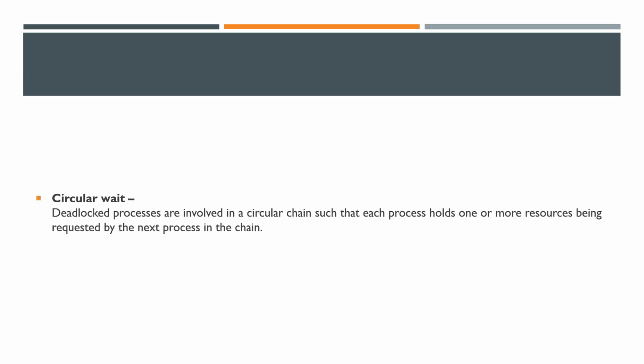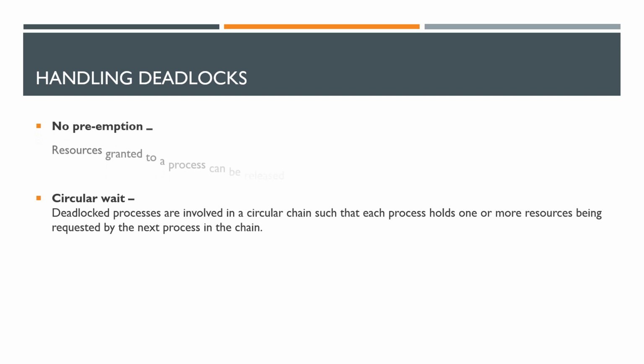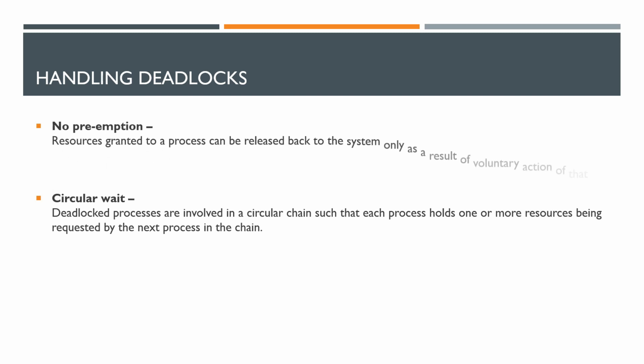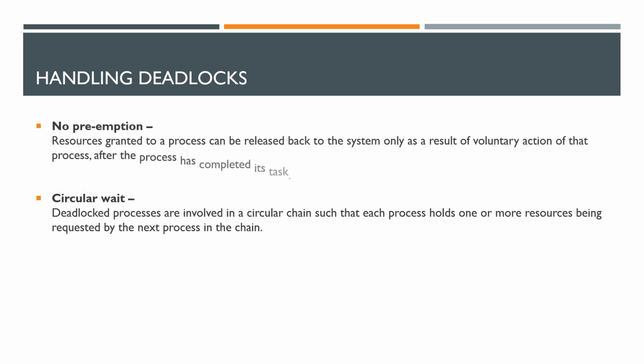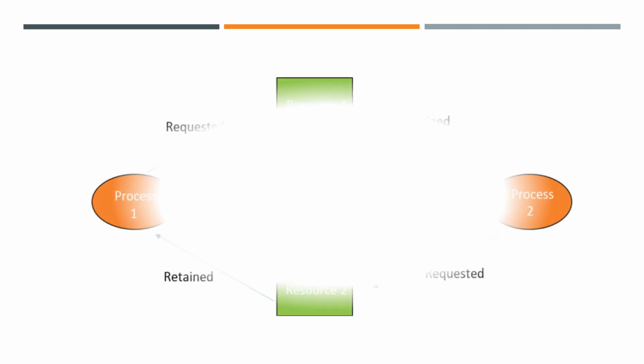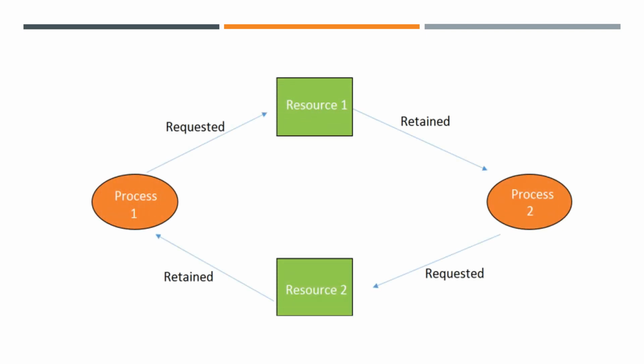No preemption. Resources granted to a process can be released back to the system only as a result of voluntary action of that process after the process has completed its task. Circular wait. Deadlocked processes are involved in a circular chain, such that each process holds one or more resources being requested by the next process in the chain. This figure here is explaining deadlocks in a nutshell.